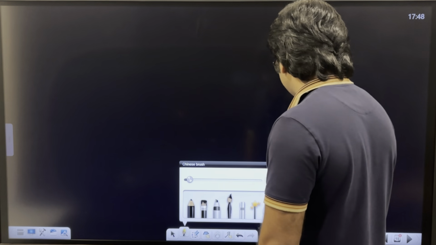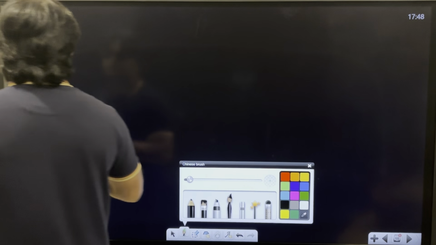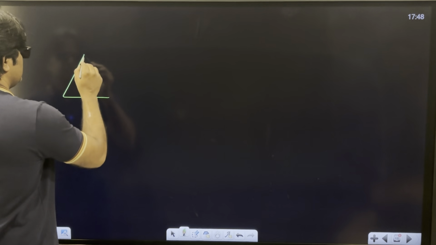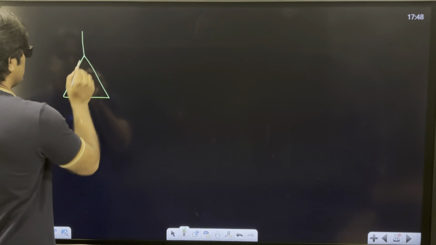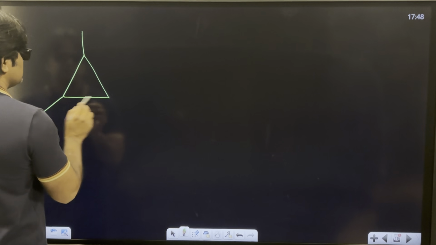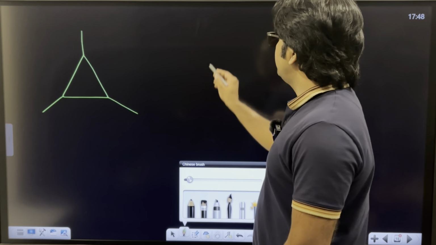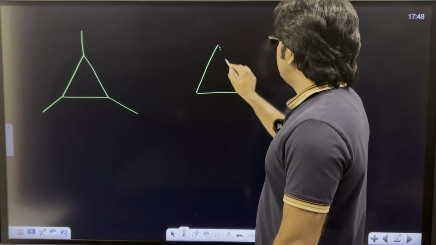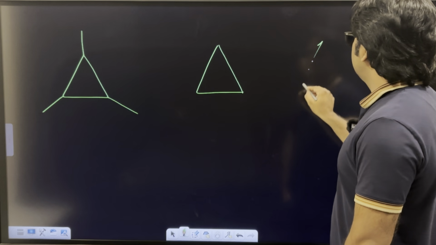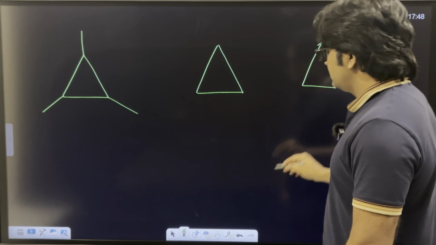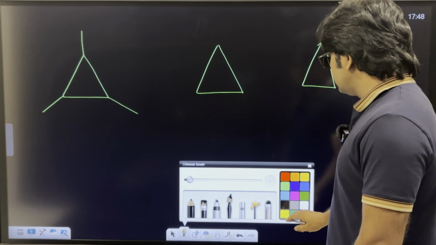For example, one more question I am giving. Same 3-member ring system like this. Methyl groups are given like this, at the 1, 2, 3 positions. Then how to write geometrical isomers? Just I am writing the possibilities. Again here also a 3-member ring system. And how am I going to arrange the methyl groups?